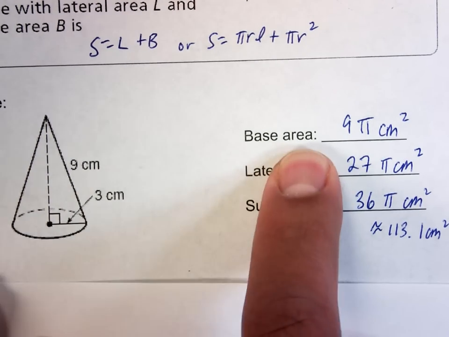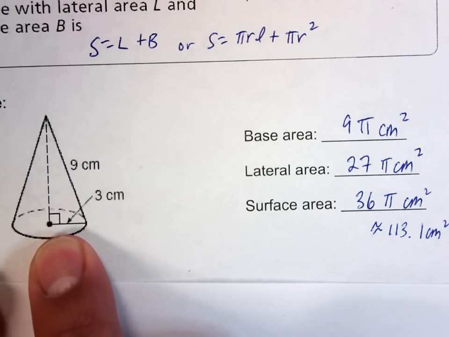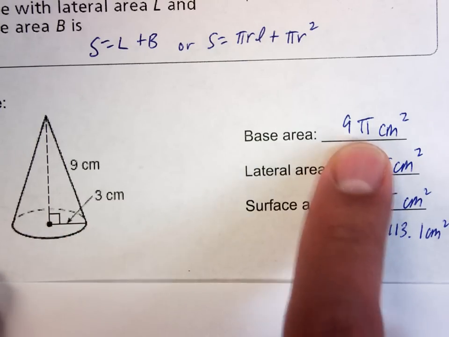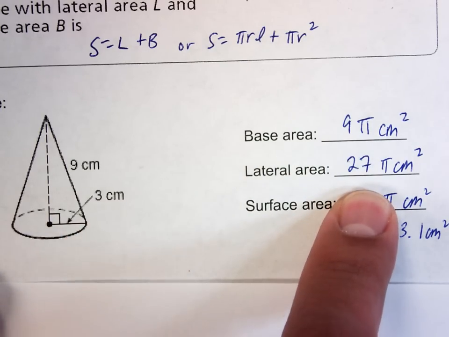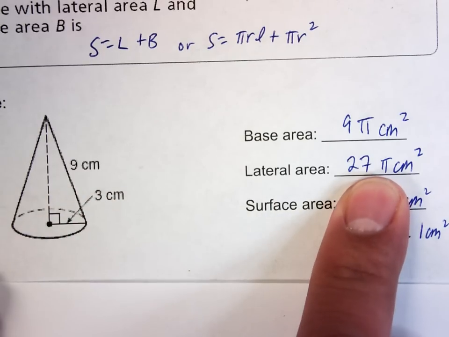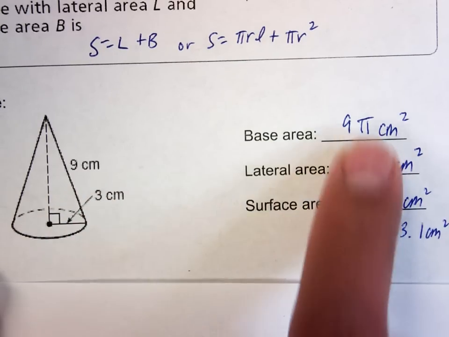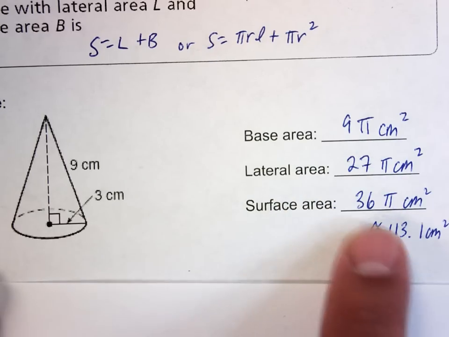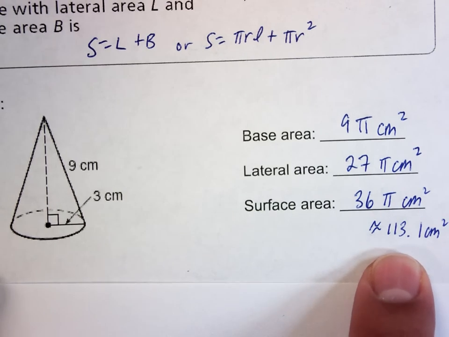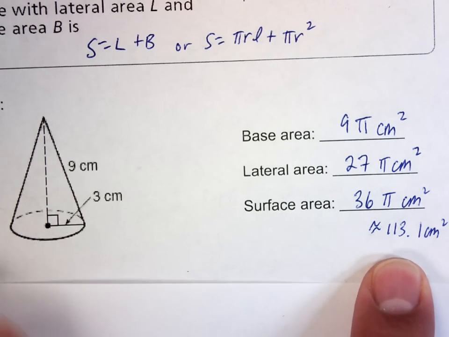Area of the base. The base is just a circle. Area of a circle is pi r squared, so 3 squared is 9, equals 9 pi. The lateral area is just pi r L. My r is 3, my L is 9. 9 times 3 is 27, so it's 27 times pi. And it gives my total is, if I add these two up, 9 plus 27 gives me 36 pi. If I had to multiply it out, it's approximately 113.1 centimeters squared.